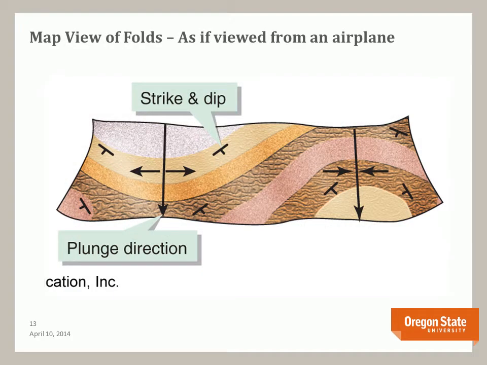So let's take a look at some other examples of this that kind of mimic this map. So here's a map view as if looking down from an airplane. You can see the closure here of the fold, and here you can see the closure. Notice that these dip inward, therefore it's a syncline. These dip outward, it's an anticline. Old rocks, young rocks.